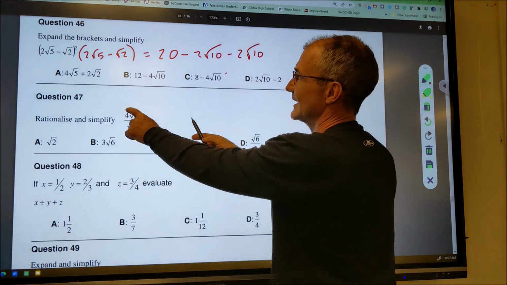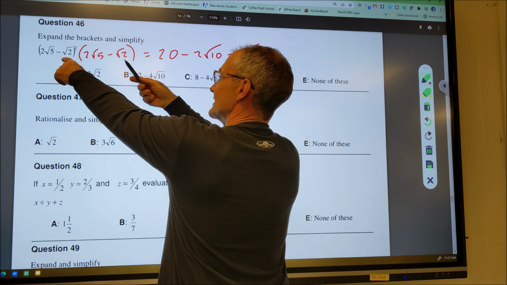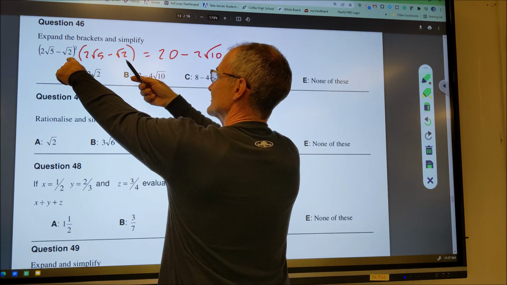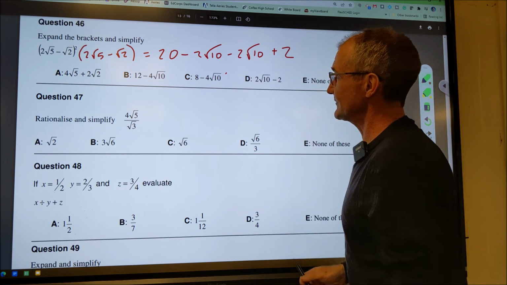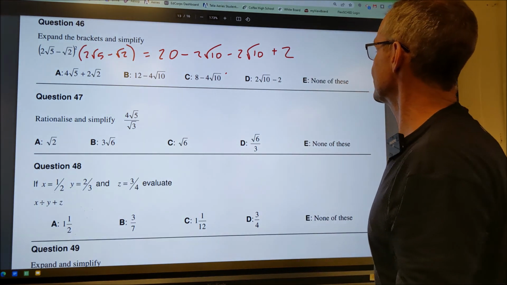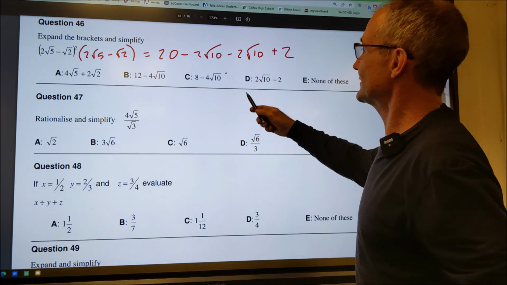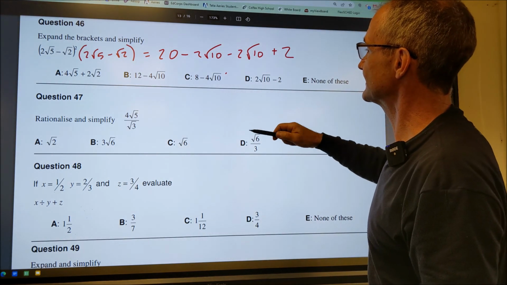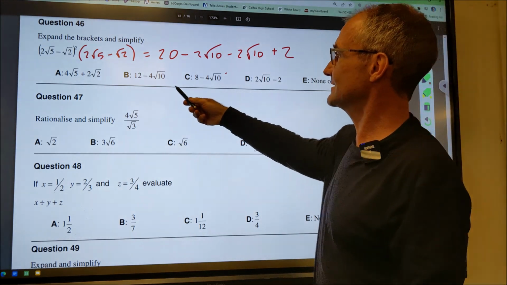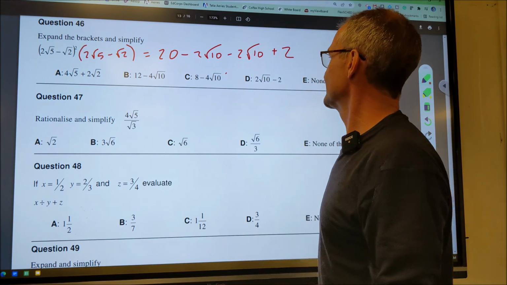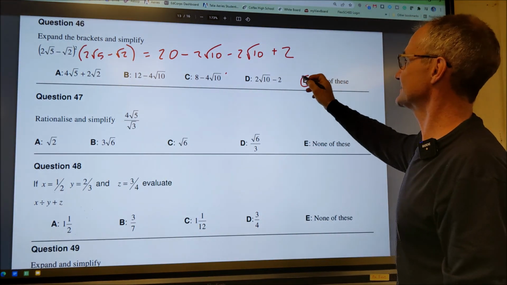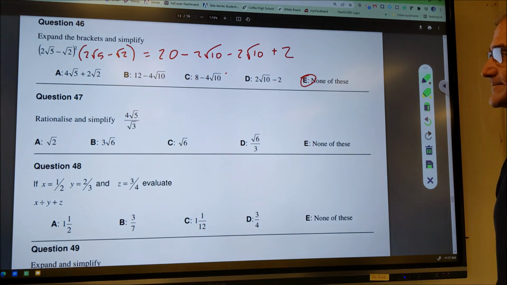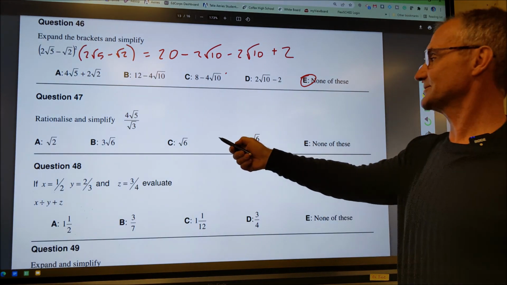And then finally, my last term, negative times negative will be positive. Root 2 times root 2 will just be 2. So I have 22 minus 4 root 10. So it's close, right? Here's 12. And then the inevitable, none of these. So this is actually the correct answer, none of these here.